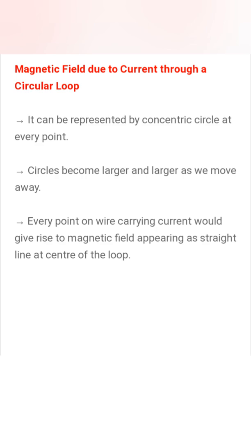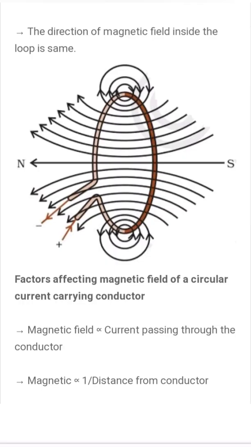The concentric circles are at every point of the two centers. They become larger and larger as we move away. Every point on the wire carrying current will give rise to a magnetic field appearing as if the straight line wire is at the center of the loop. Now we can have a look at the diagram again. You can see the pattern of the magnetic field at the two centers.